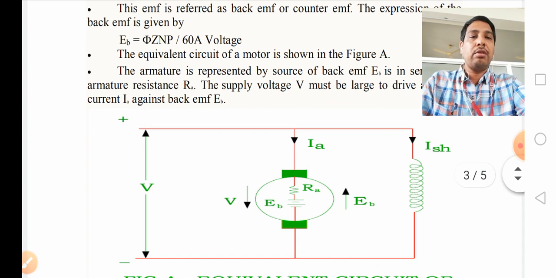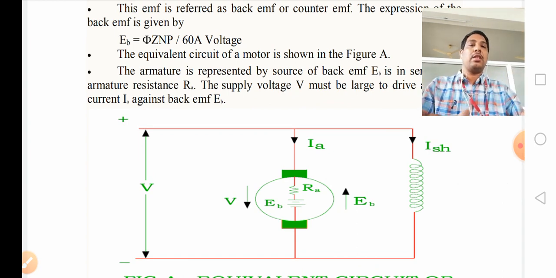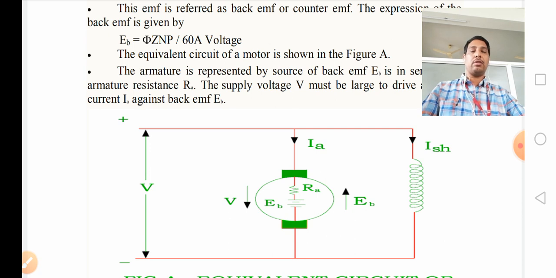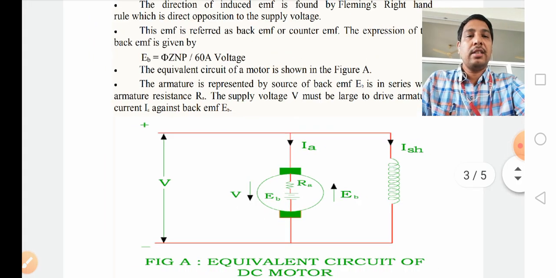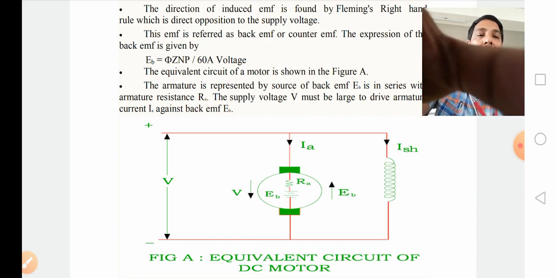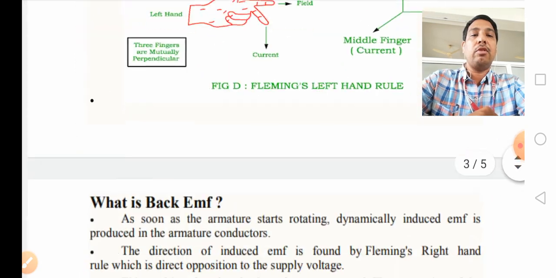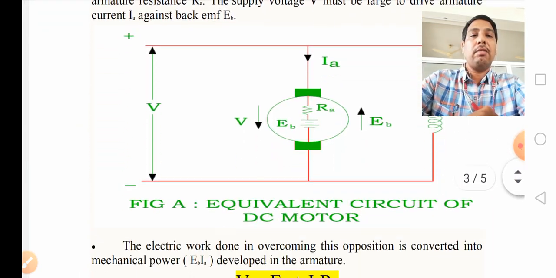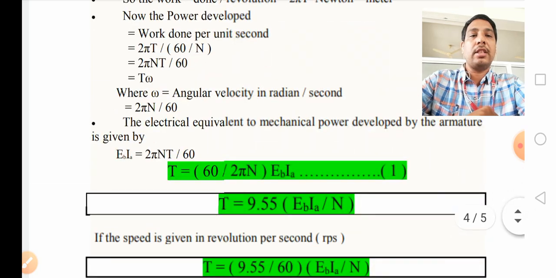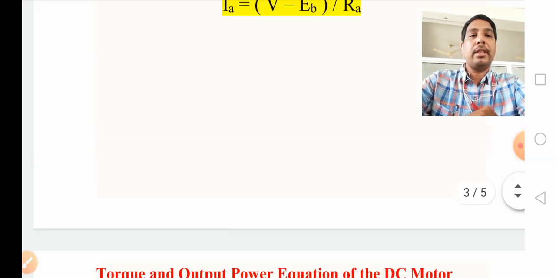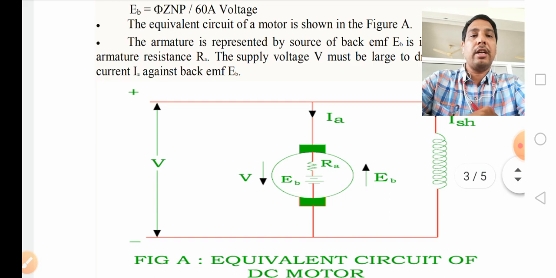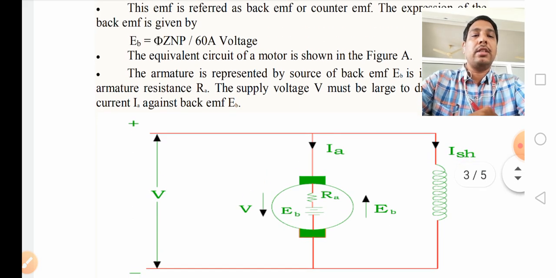At least you should know the types of motors. Similarly we have shunt motors, series motors and compound motors. These are the three types of self-excited DC motors. The equivalent circuit I have shown represents the shunt type of motor.